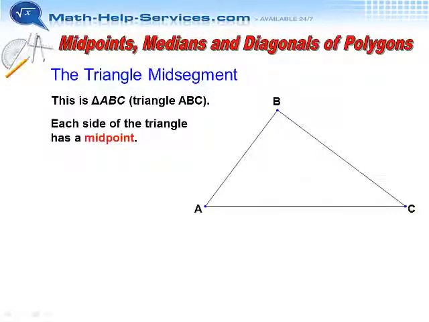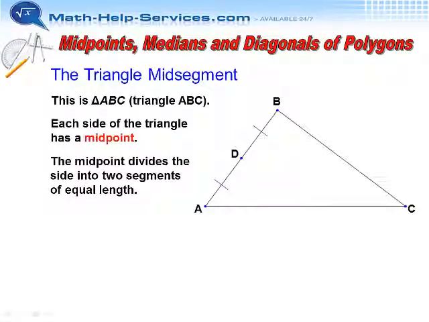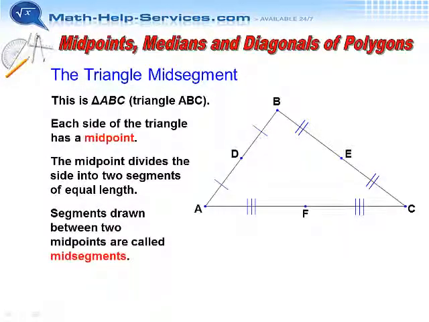Each side of the triangle has a midpoint. The midpoint divides the side into two segments of equal length. Segments drawn between two midpoints are called midsegments.